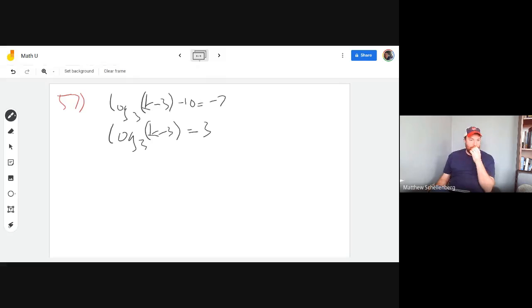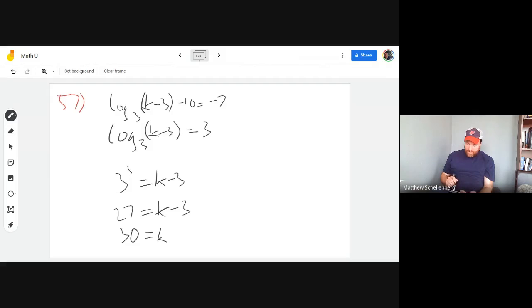And that's nice. So in other words, let's rewrite it in exponential form. This means that 3 to the 3rd power equals k minus 3. And we happen to know what 3 to the 3rd power is. That's 27 equals k minus 3. And so we add 3 to both sides, and we get 30 equals k.